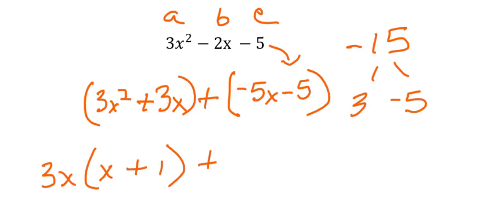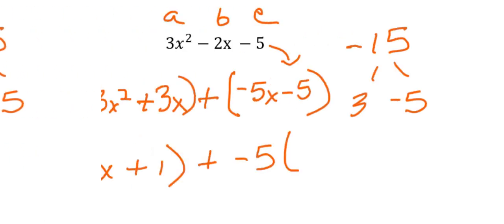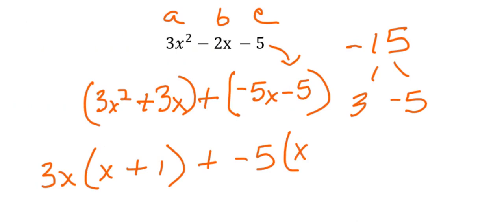Then on this second term, what can I pull out? Obviously, I can pull out a negative 5. So I'm going to pull out negative 5. Inside, we're left with x plus 1. Why did I say plus 1? Well, it's plus 1 because a positive 1 times a negative 5 that I pull out equals negative 5. If I did minus 1, then negative 1 times negative 5 would give me a positive 5. That would not work out.